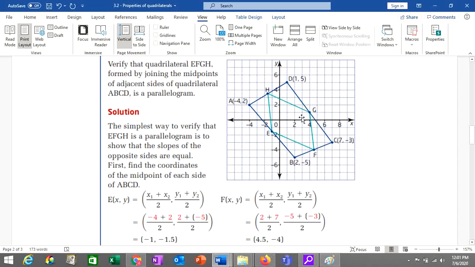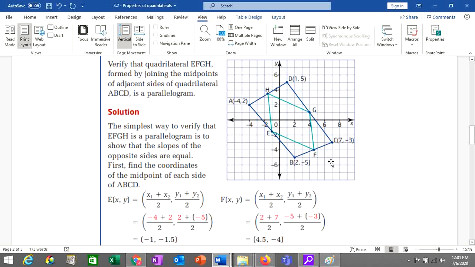So remember, how are we going to do that? Well, what we can do is find the equation of this side and the equation of this side and see if their slopes match. Well, we don't even actually need to find the full equation. We could just find the slopes. Same thing for these two. We want to find that their slopes match.